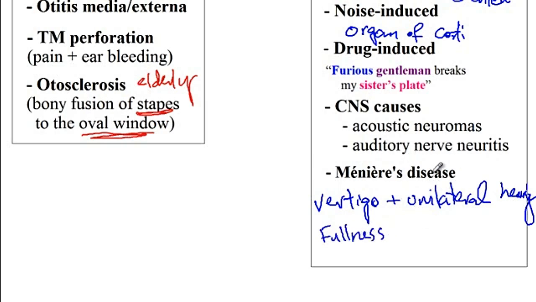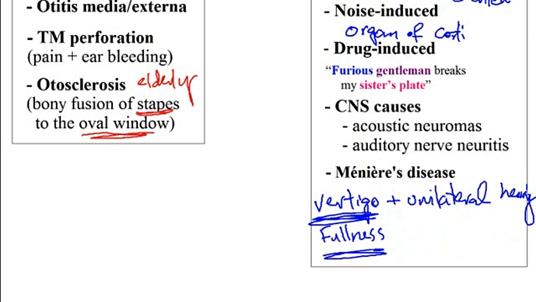Now, the underlying cause of Ménière's disease is distension of the fluid spaces in the cochlear and vestibular parts of the labyrinth, as a consequence of which salt restriction can help these patients with the vertigo. So just keep that in mind. Ménière's disease presents with recurrent vertigo, unilateral hearing loss, and a sense of fullness in the ear. And then dietary salt restriction can help with the vertigo.